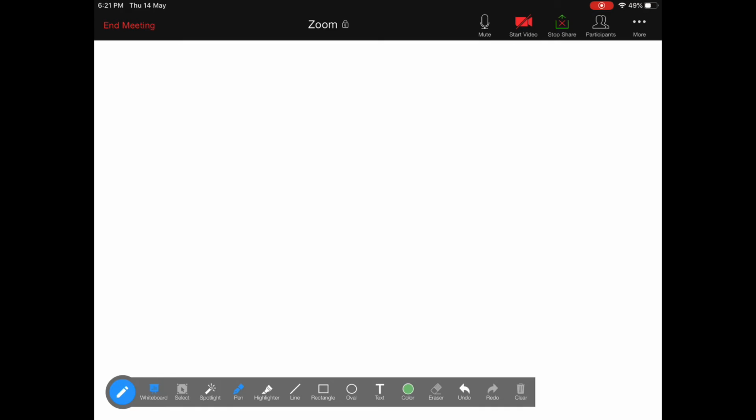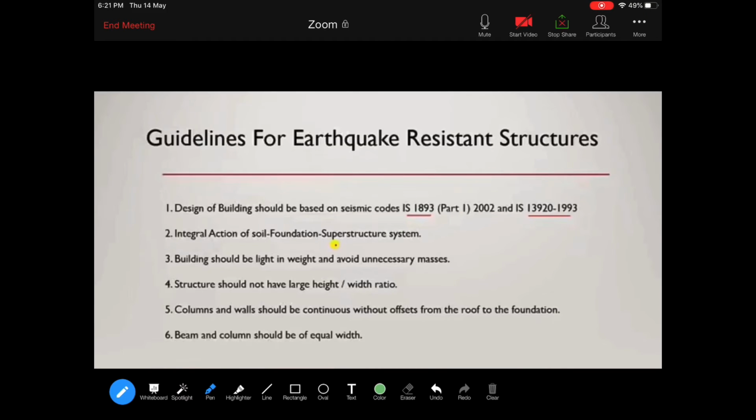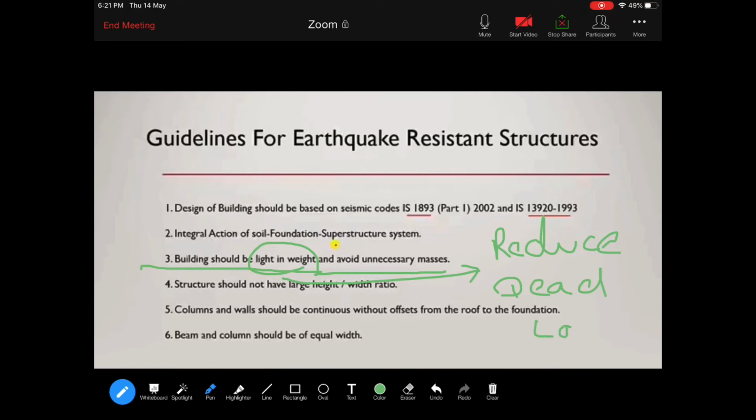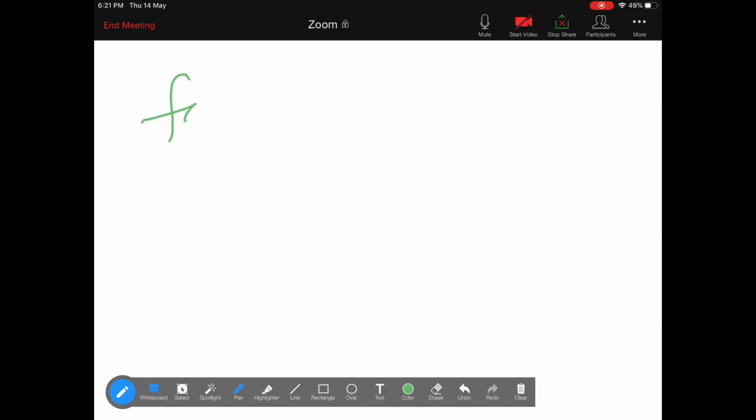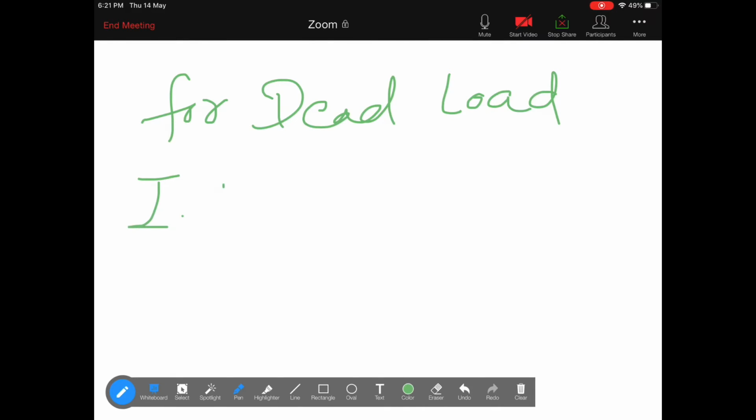So next, the third one: building should be light in weight and avoid unnecessary masses. How to make a lightweight building? We prepare a lightweight building by reducing the dead load of the structure. And how to reduce the dead load of structure? We reduce dead load by taking green materials which have low weight, and generally we follow IS 875 part 1 for dead load considerations.